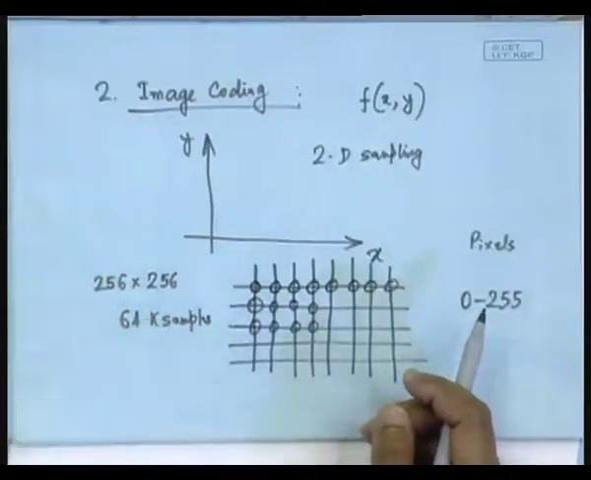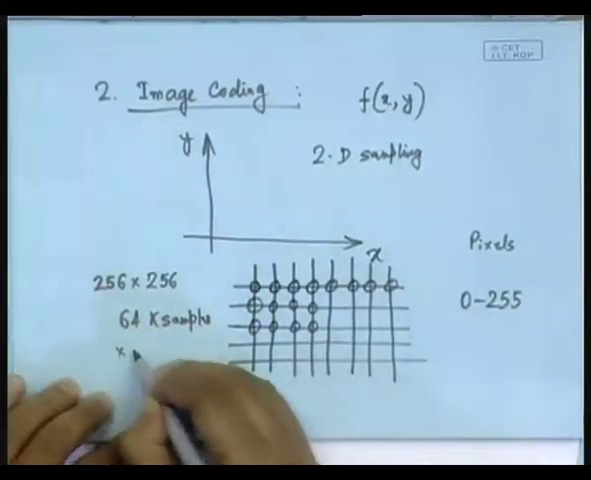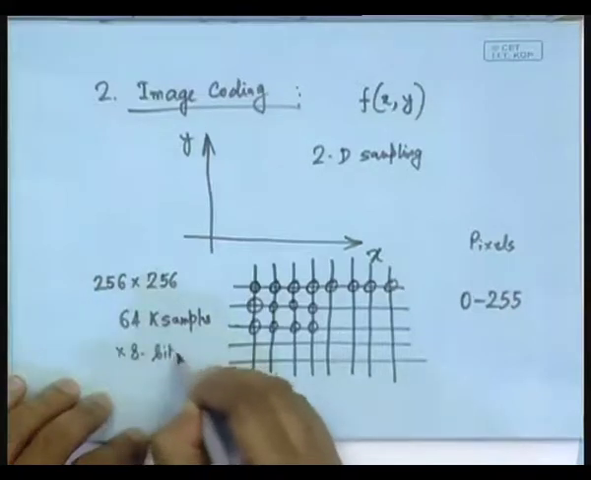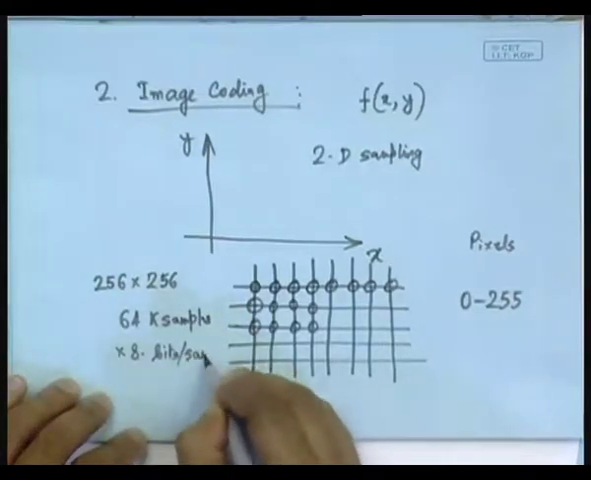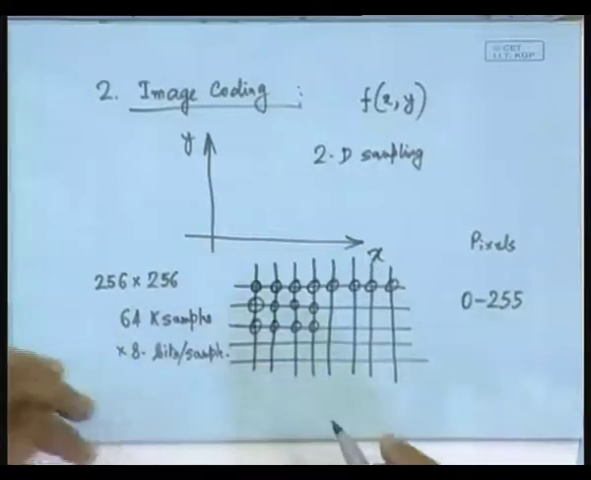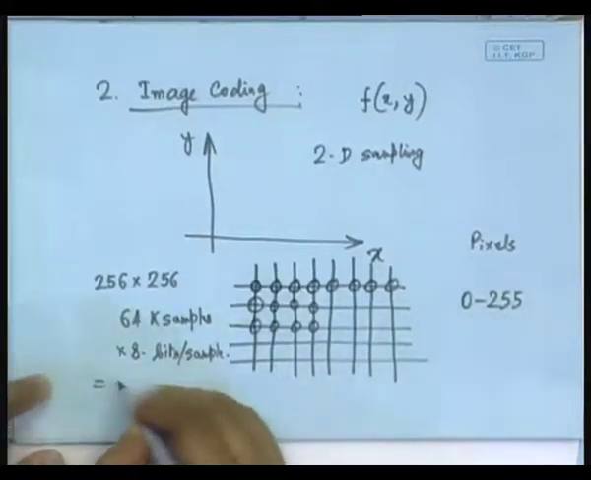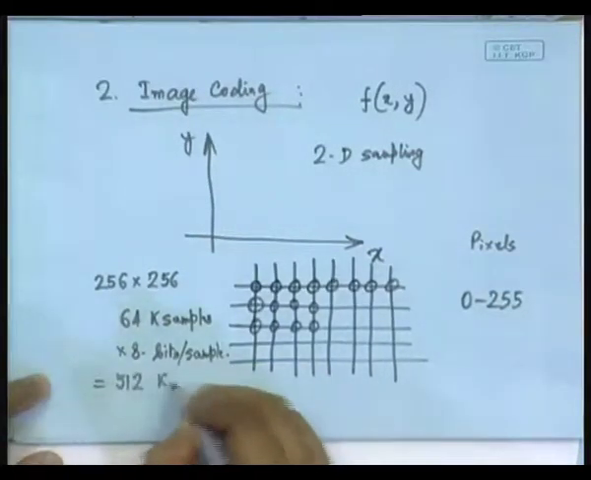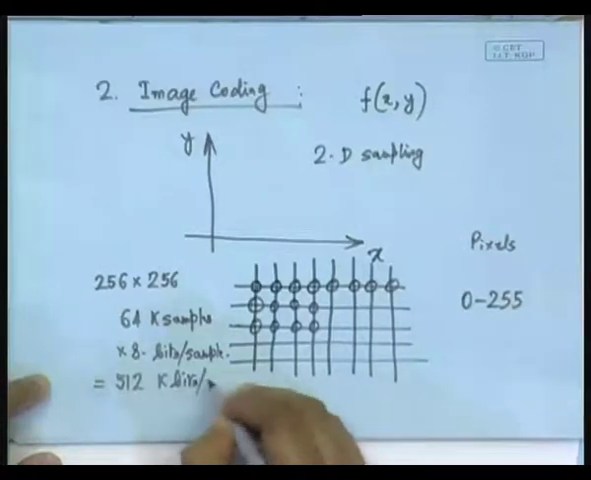But if you have to transmit the image information from one place to the other, just think over how many bits you require. In the 256 by 256 example, 64 kilo samples, and each sample requiring 8 bits per sample. So, you have got 512 kilobits of information for every image.